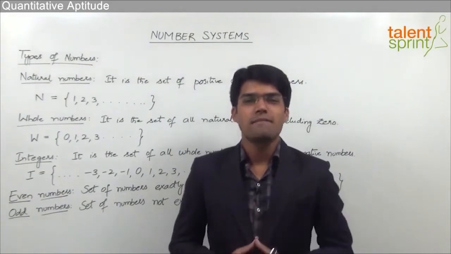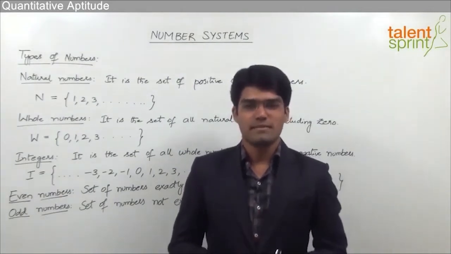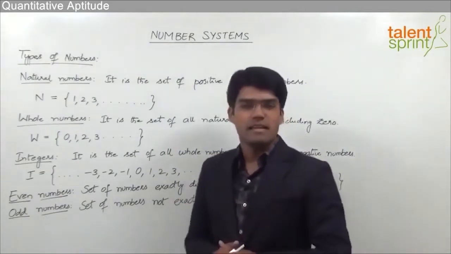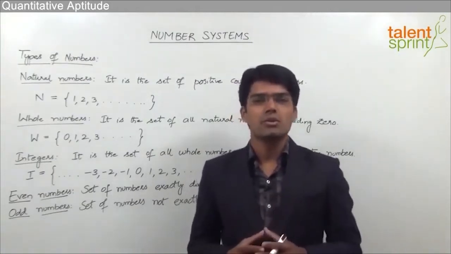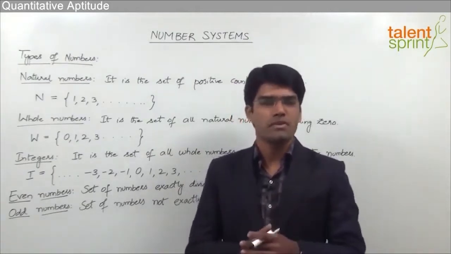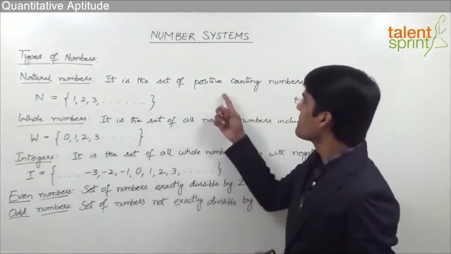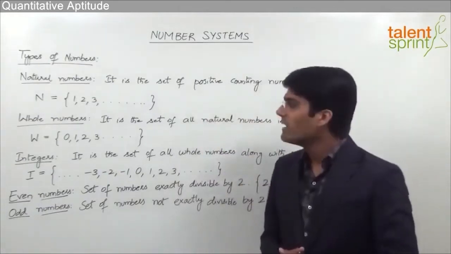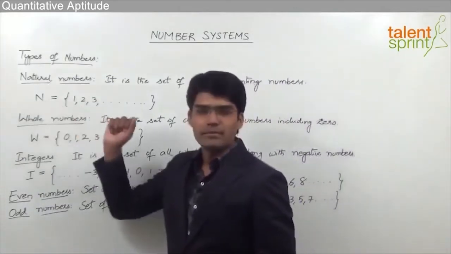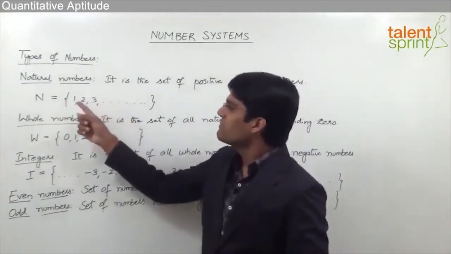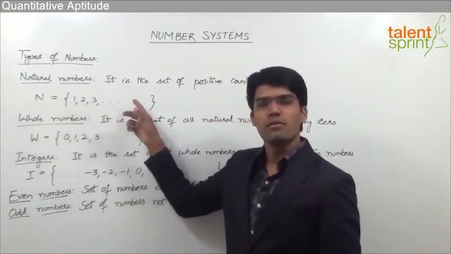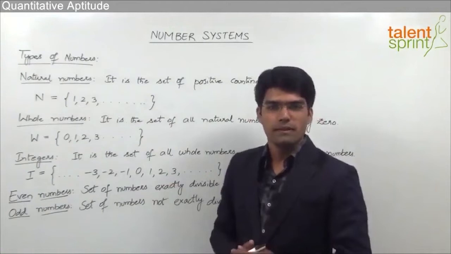Let us now look at the classification of numbers into various types. The first one here is natural numbers. Natural numbers are those numbers which are used for the purpose of counting. It is a set of positive counting numbers and denoted by the letter N. As you can see here, natural numbers include 1, 2, 3, 4, 5 and so on up to infinity.